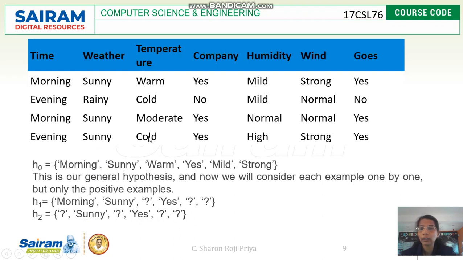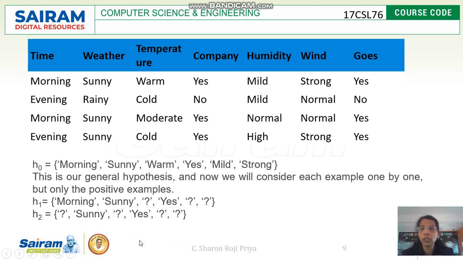Next, here it is cold. Here it is question mark. Cold or question mark, so it is question mark, right? Here it is yes, yes. In the instance it is yes, in the hypothesis also it is yes. So here it will be yes, right? Here it is high and question mark. So in the hypothesis it will be question mark, right? Strong and question mark. So it is question mark, right?